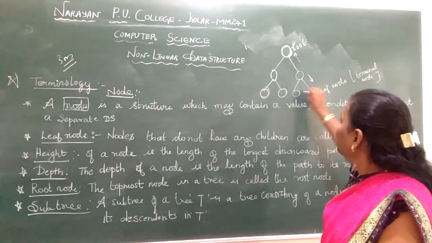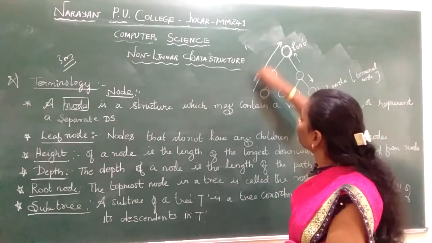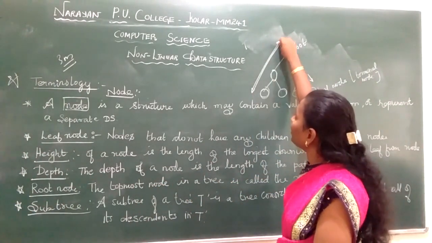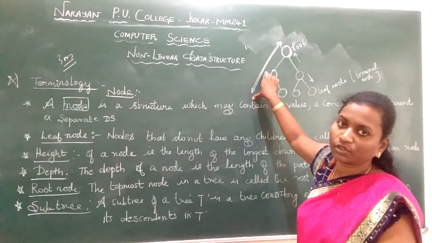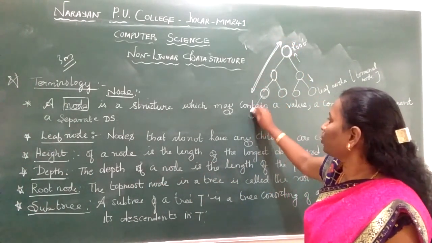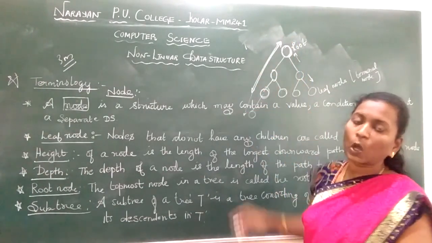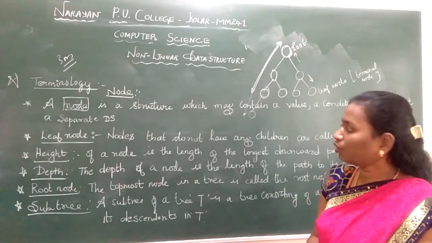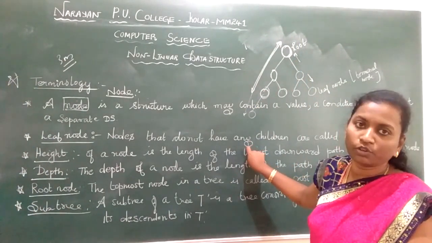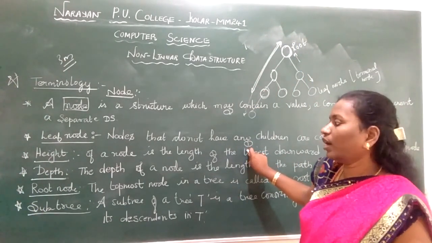For example, if I take it from here, from the leaf node to the root node, this is nothing but the length of the longest path. Imagine I have one more leaf node here. My height will start from the leaf node to the root node. The longest path from the leaf node to the root node, I call it the height of a node.